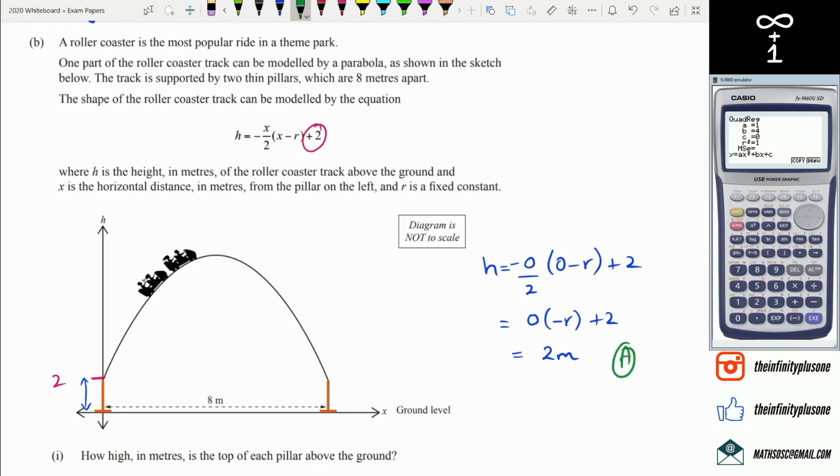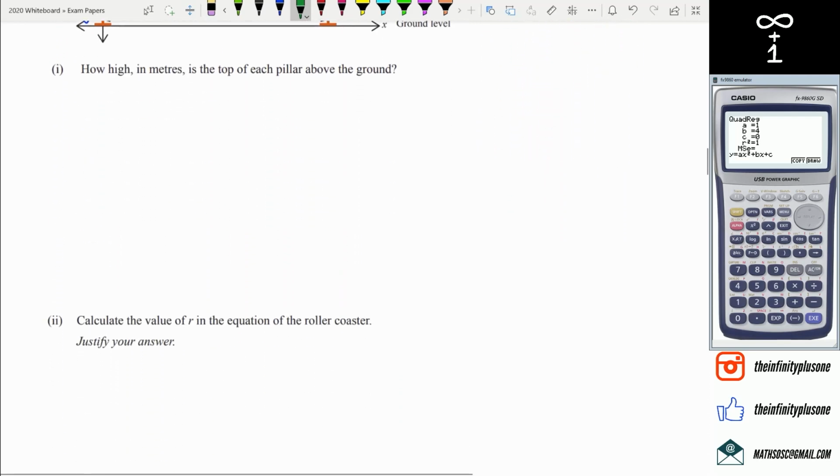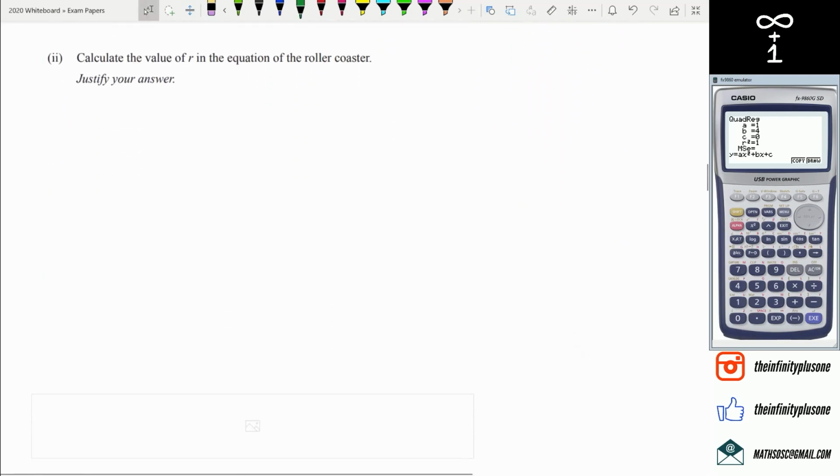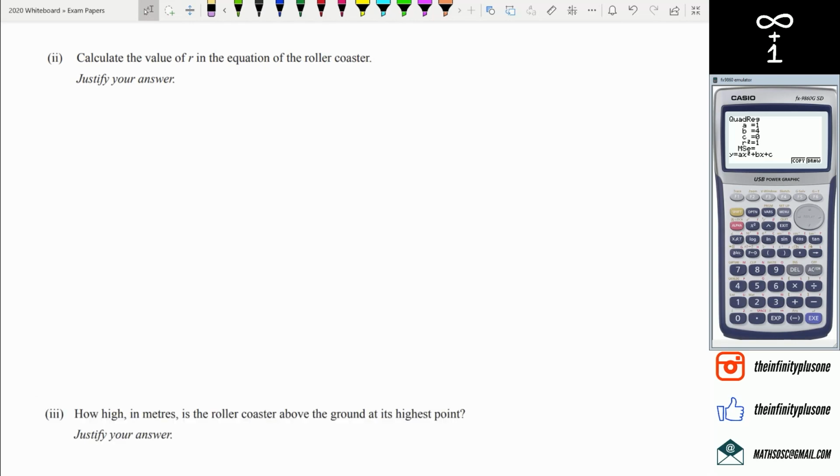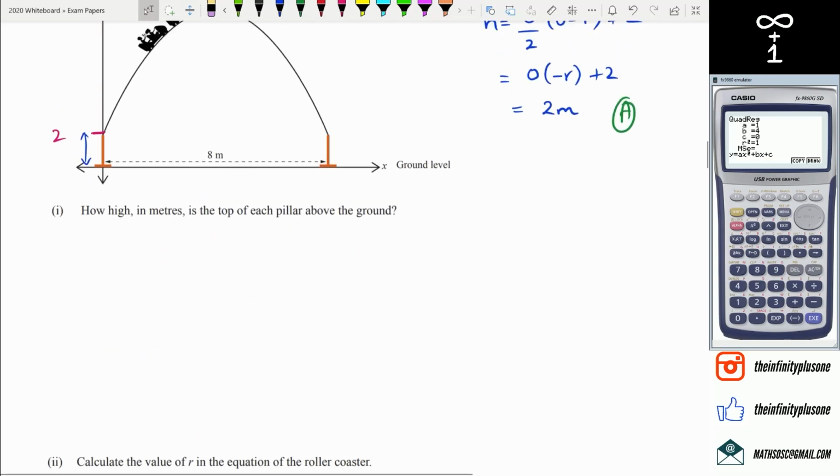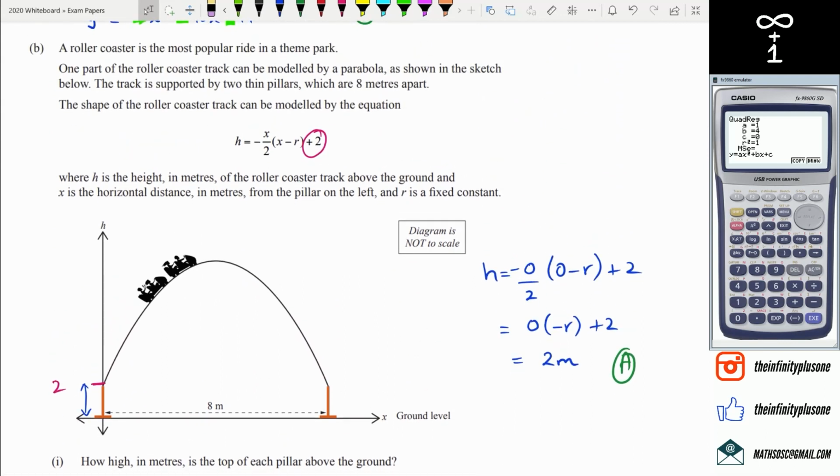And now we move on to the second part of this question. It says calculate the value of r in the equation of the roller coaster. So some folks here might just look at that straight away, that graph, and just go, oh yeah, r is equal to 8. So how do we actually get about that r equals 8?